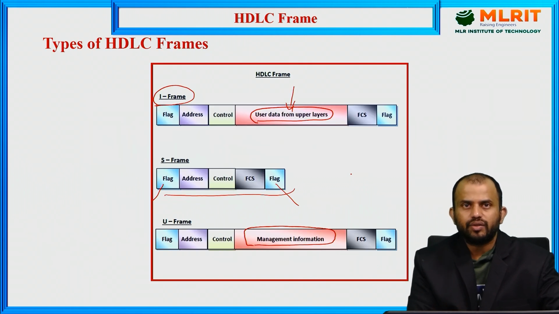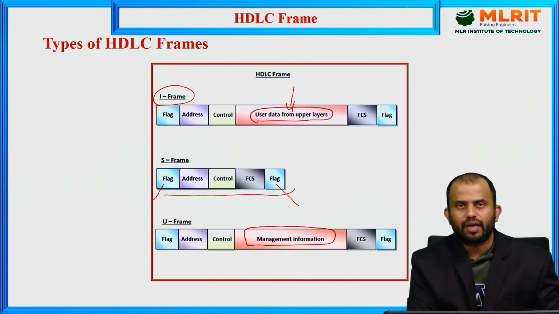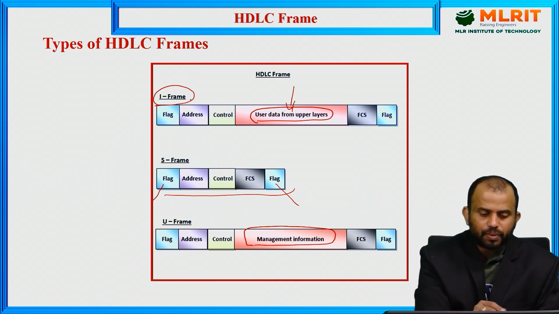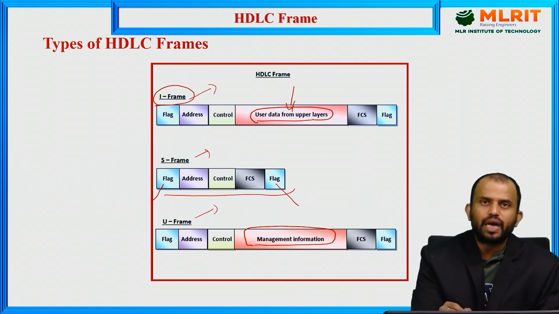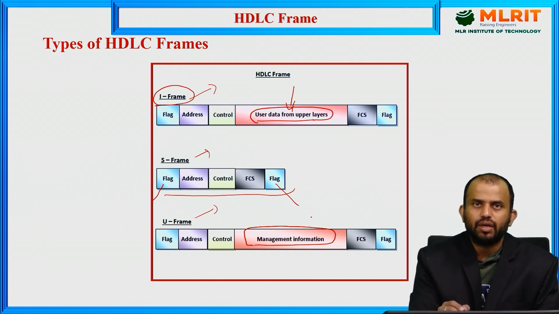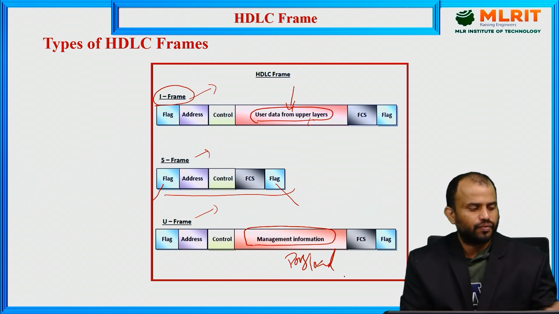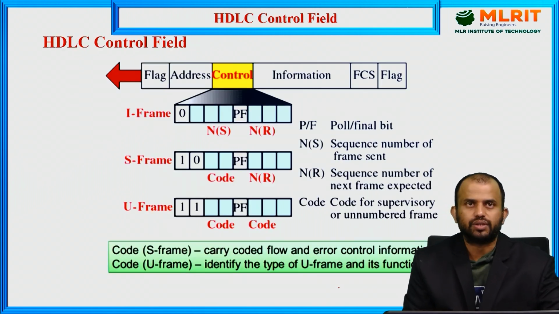In the same way, in this section also, we have a flag, address, control, frame check sequence and flag byte. But based upon the frame structure value, whether it is the S frame, I frame or U frame, in the payload section we have the data received from the upper layer, or the management information, or storage information stored in the payload section. That is the difference between the generalized frame and our HDLC frame structure.